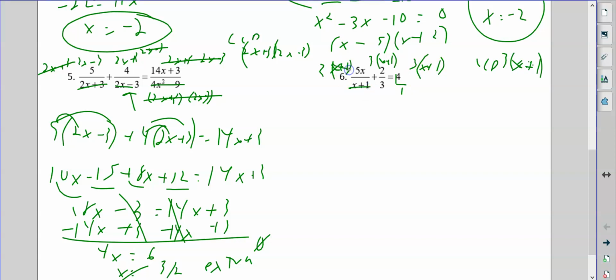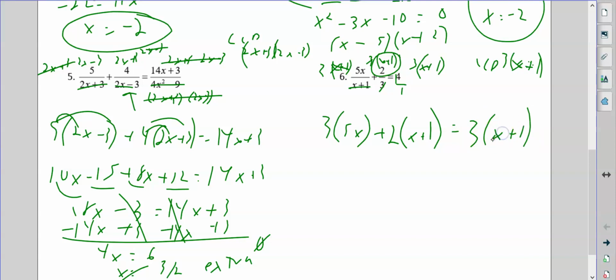So x plus 1 cancels here. That leaves me the 3 and the 5x. Plus, here the 3 cancels. Now pay attention, I have the 2 and the x plus 1. On the other side, nothing cancels, so I have 3 and the x plus 1. My bad. 3 times 4. So that's 12. Knew something didn't seem right. 3 times 4. So here I have 15x plus 2x plus 2 equals 12x plus 12.